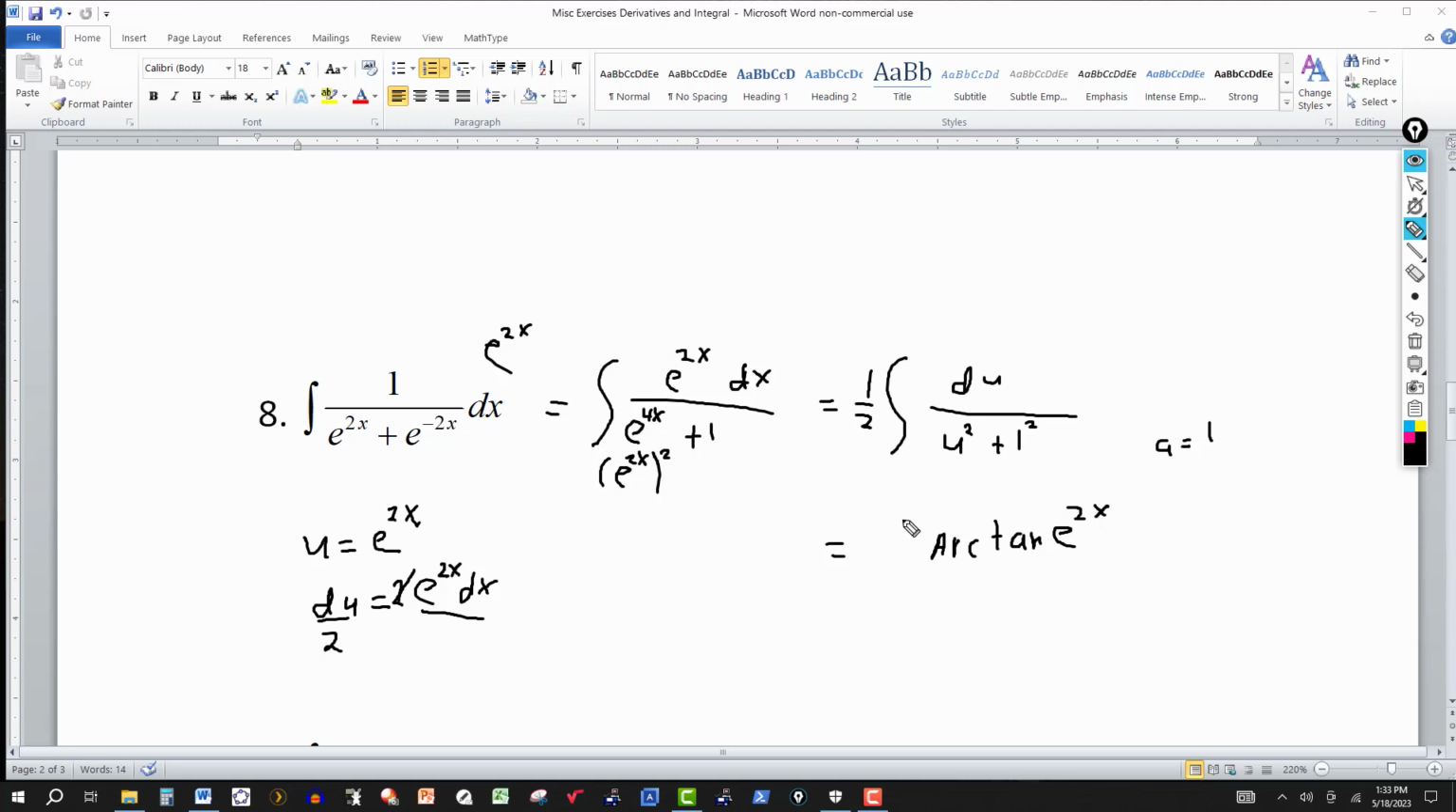And then the coefficient is 1 over a, but a is 1, so this is just going to be a 1, plus the constant of integration. And of course I have my 1/2 here. 1/2 is also divided by 1, but that's still going to be 1/2. So the final answer is 1/2 arctan of e to the 2x plus c.